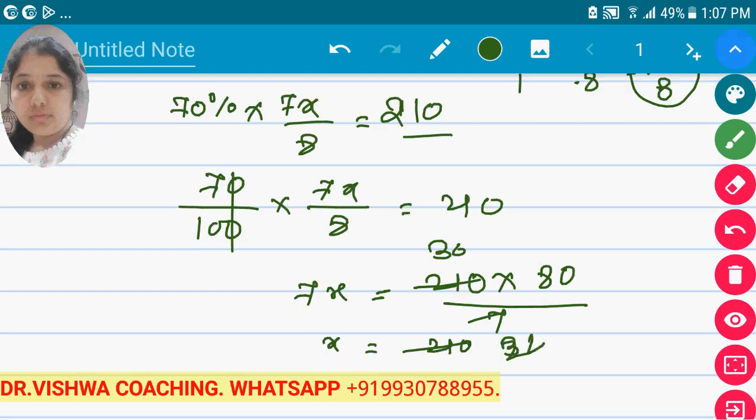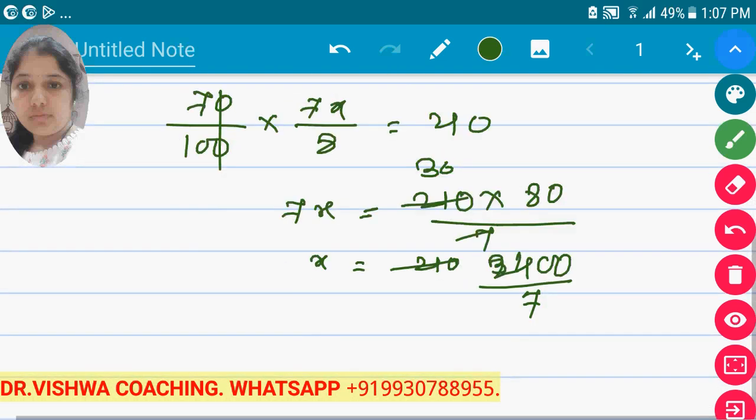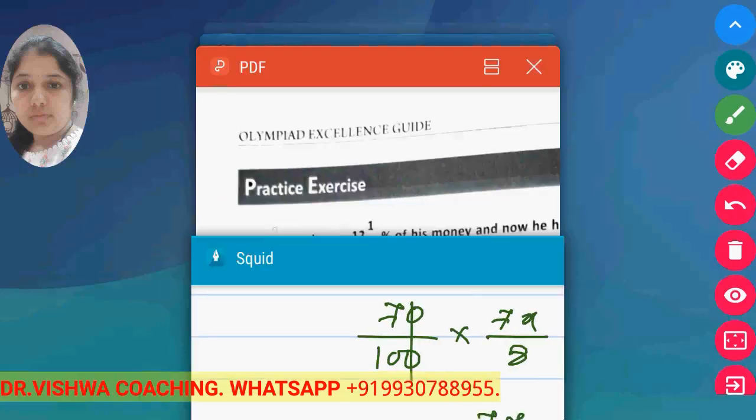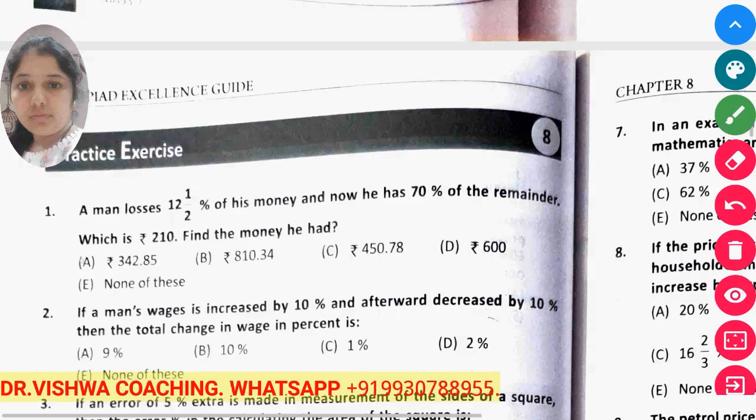So 2400 divided by 7. So the answer is 342 something. Okay. 7 3s are 21, 3 will be the remainder, 7 4s are 28, 2 will be the remainder, then 7 2s are 14. So 342 something is your answer, which is 342.85 rupees. Okay. Understood? Understood how we had done? Okay.